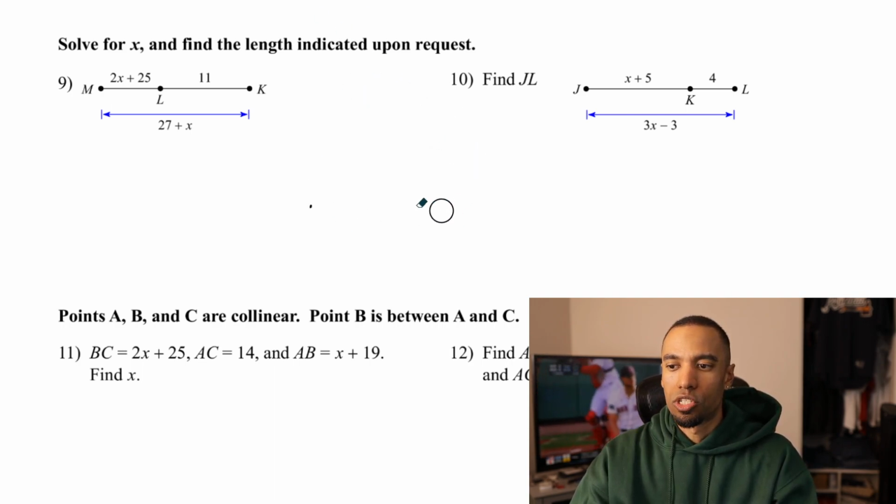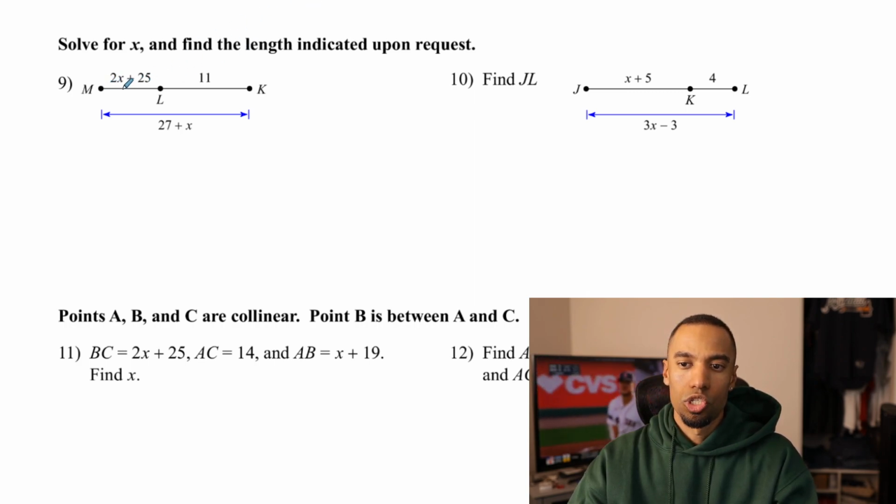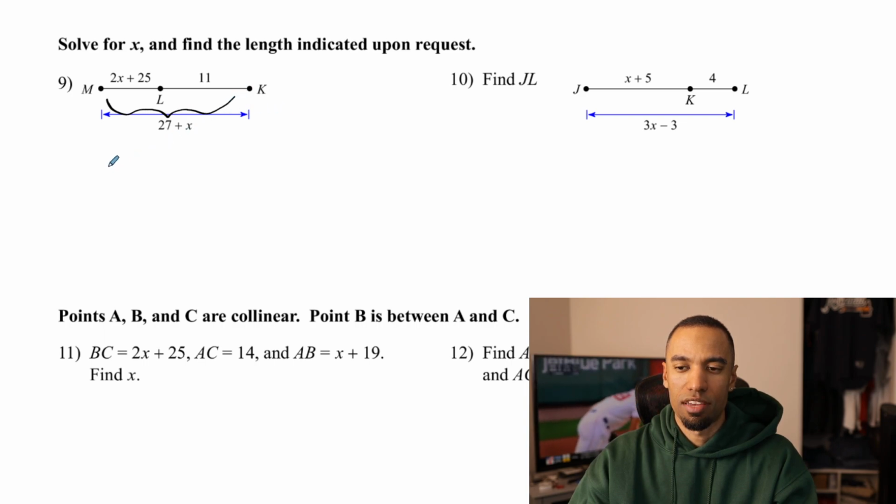Okay, so let's go ahead and start with some problems here, and they're really going to all run pretty much the same. 2x plus 25 is that length, 11 is that length, the entire thing is 27 plus x.